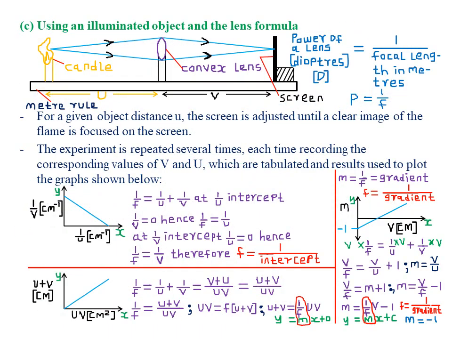Next, our third and last method of determining the focal length is using an illuminated object and the lens formula. You simply arrange the apparatus as shown in this diagram. This is our source of light. In most cases, we use a candle.